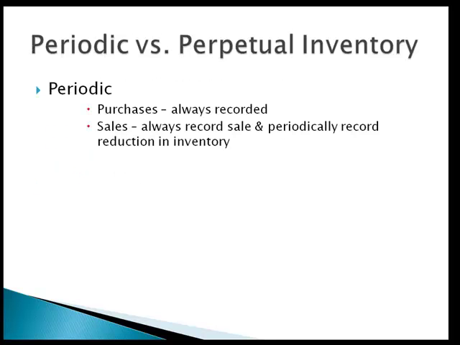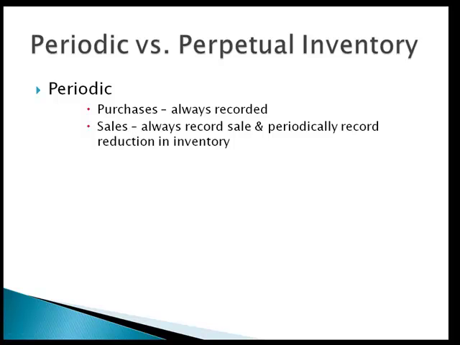So real quick, let's just talk about periodic versus perpetual inventory. With periodic inventory methods, a company chooses this method and they always record the purchases of inventory. They always record the sale of inventory, but then they just periodically, that's where the word periodic comes from, record the reduction in inventory.